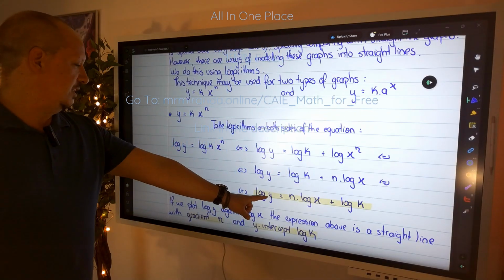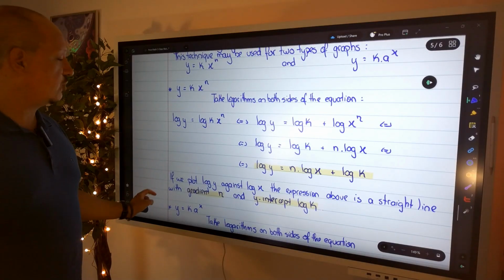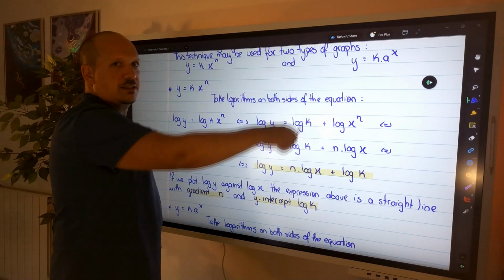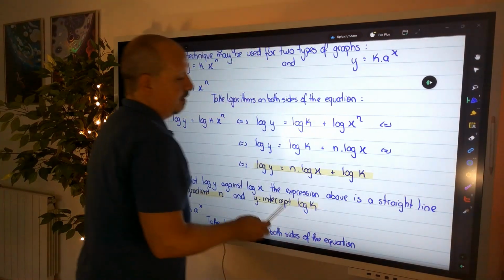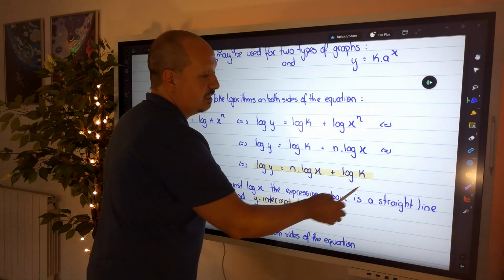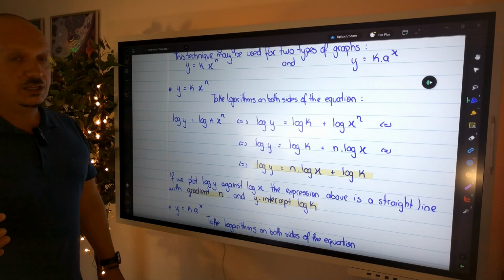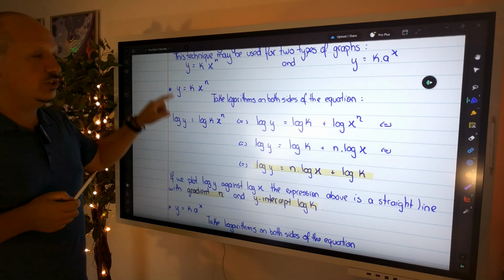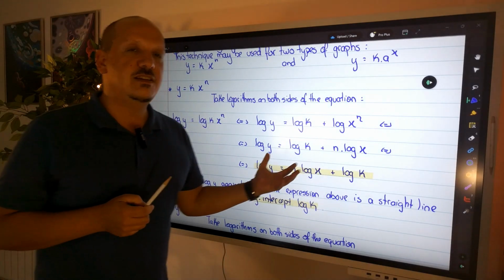If you pay attention to this, you can see that this is indeed a straight line, in which this is what you plot on the y-axis, this is what you plot on the x-axis, this is going to be the gradient of the straight line, and this is your y-intercept. So what have you done? You have transformed something that is exponential in nature into something that is basically a straight line, much easier to deal with.